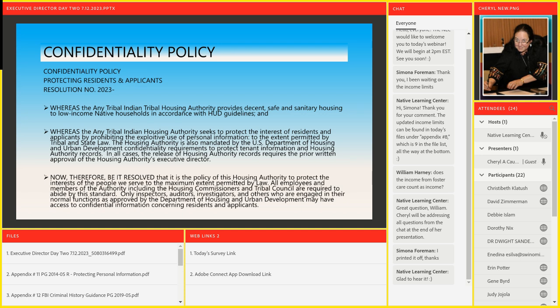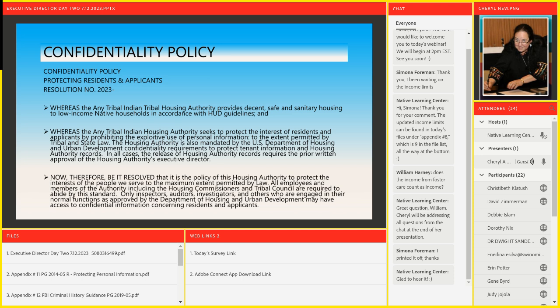Whereas your housing entity provides decent, safe, and sanitary housing to low-income Native households in accordance with HUD guidelines. Whereas your housing entity seeks to protect the interest of your residents and applicants by prohibiting the exploitive use of personal information to the extent permitted by tribal and state law. The housing entity is also mandated by HUD confidentiality requirements to protect your tenant information and housing authority records.